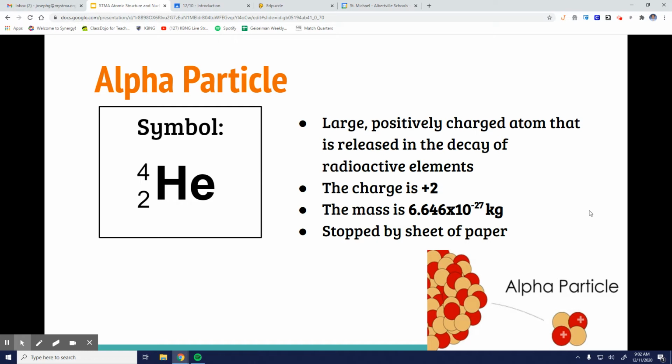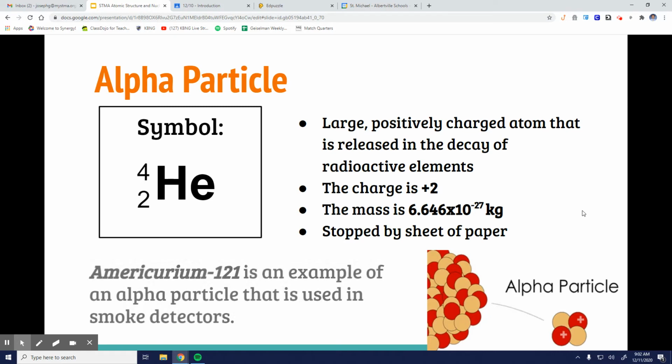So it's going to take a lot more force to accelerate it. It's not going to be moving as fast, and that's why it's not going to have quite as much energy as the other types. It's actually really useful. Americium-241 is an example of a radioactive element. It's an atom that will release alpha particles, and you actually have them in your house. They're used in smoke detectors really often.